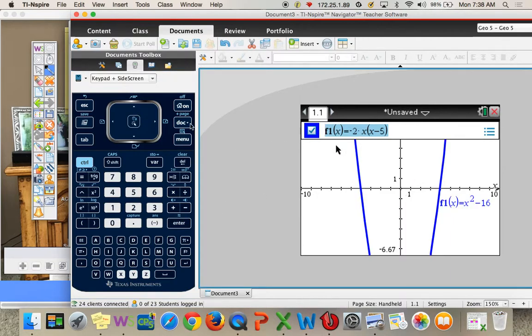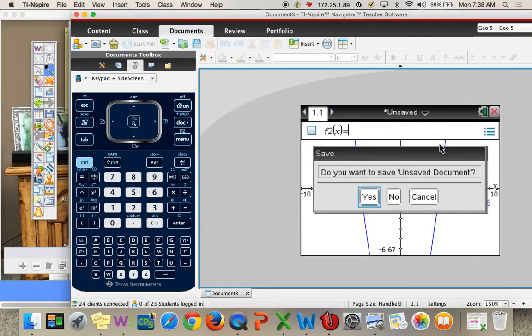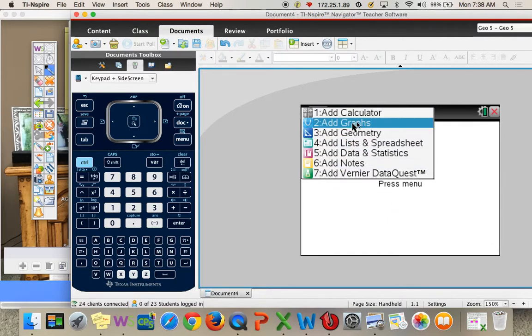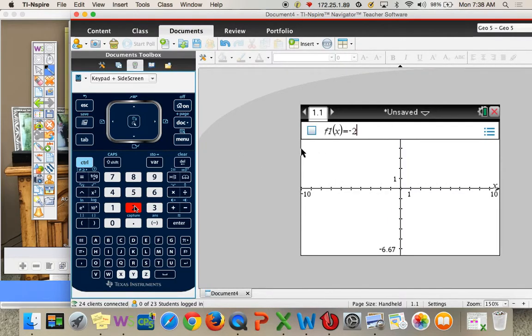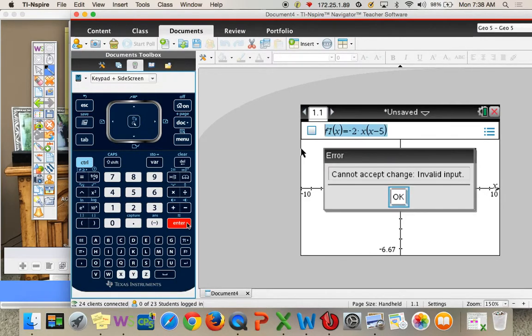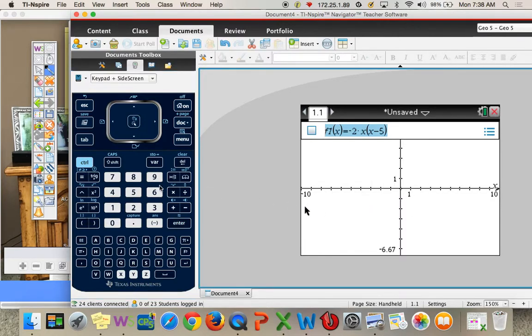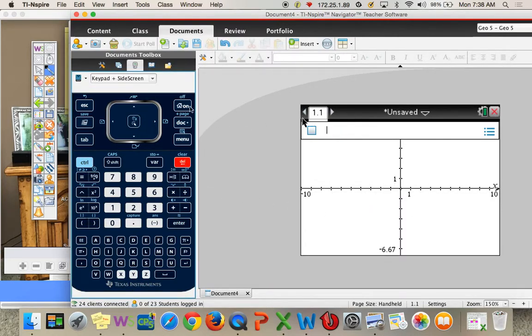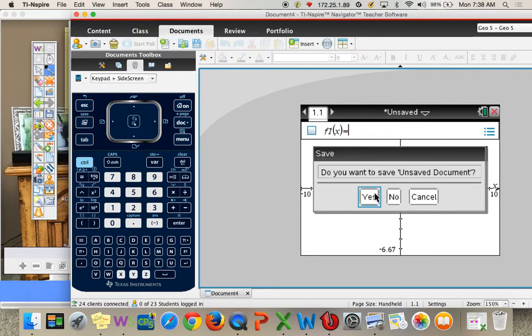It's not letting me do that. Let's open a new page. Maybe I screwed something up here. All right, let's try it again. Negative 2x, x minus 5. Okay, let's put in the original function. It should work. So again, let's open a new document.